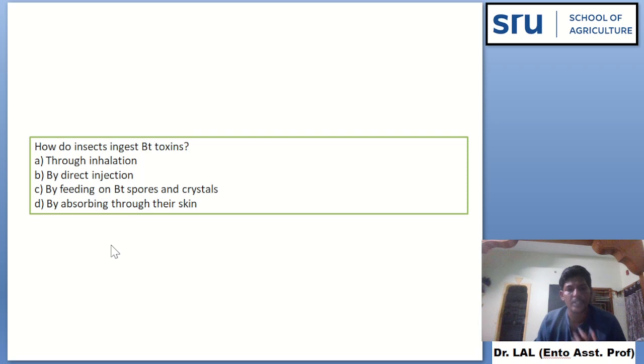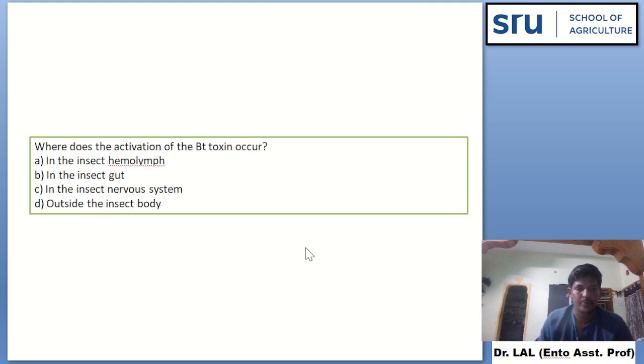How do insects ingest Bt toxin? Through inhalation, by direct injection, by feeding on Bt spores and crystals, or by absorbing through their skin. Here the correct answer is by feeding on Bt spores and crystals. Insects ingest Bt toxin by feeding on Bt spores and crystals.